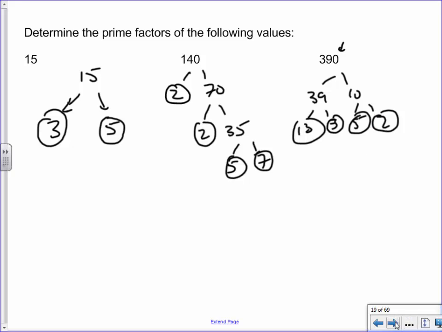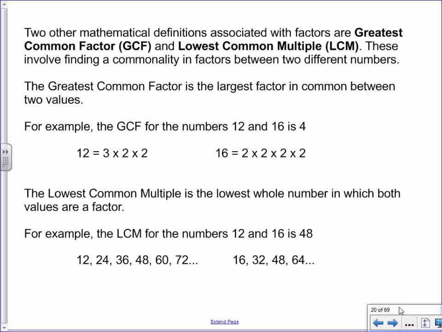Any questions? Okay. Well, the reason why we do some of this is that sometimes we want to do either what's called a greatest common factor or a lowest common multiple. And really the point of it is that we want to try to find commonalities between numbers, patterns that exist. Okay. So I think you guys have used these vocabulary before as well. Is that true? You guys have heard these terms? Yeah. So let's do a quick recap here.